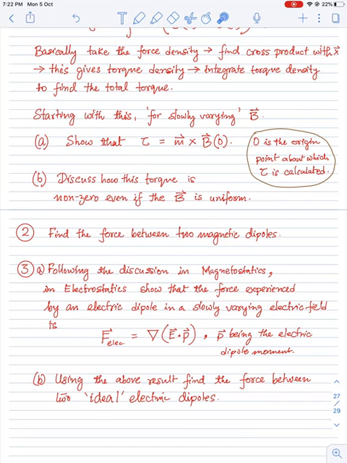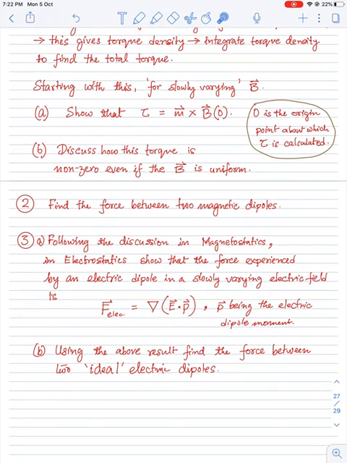Also, I would give you an exercise to find the force between two magnetic dipoles, and two electric dipoles. For an electric dipole, what is the force in an electric field? This has a very similar form. It is the gradient of E dot P. If E is varying, then the electric dipole also experiences a force, and it is given in this form.